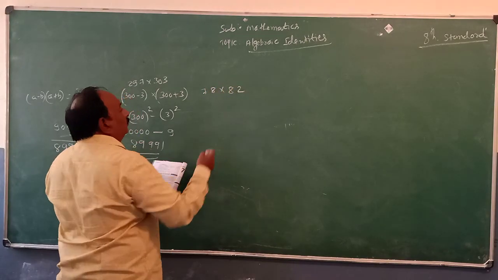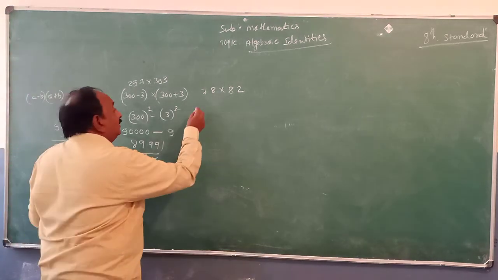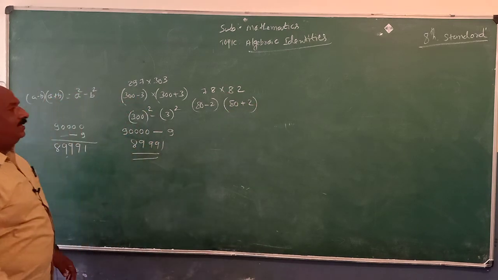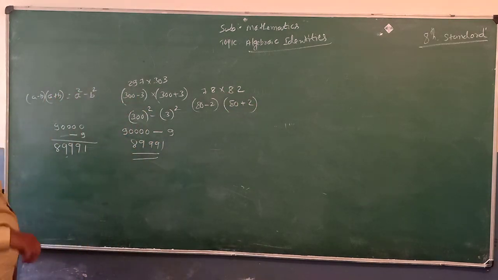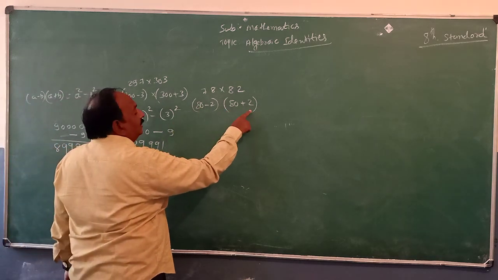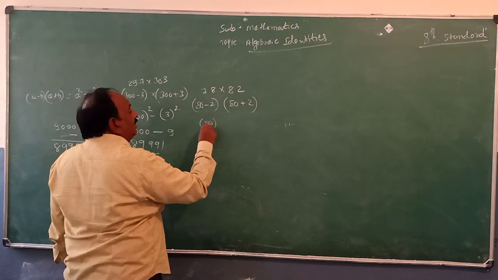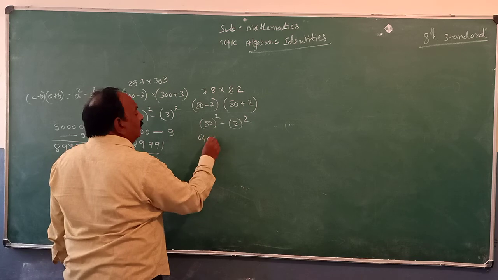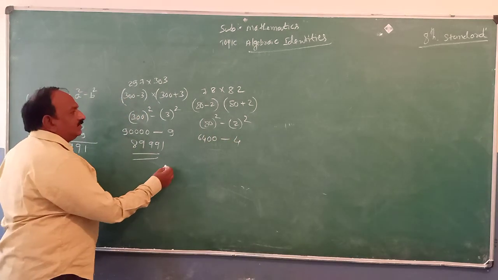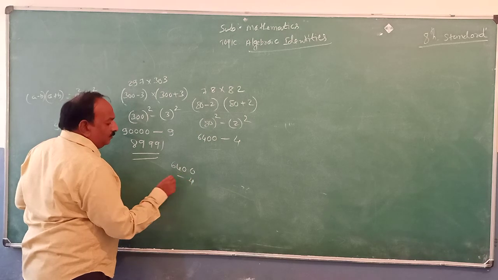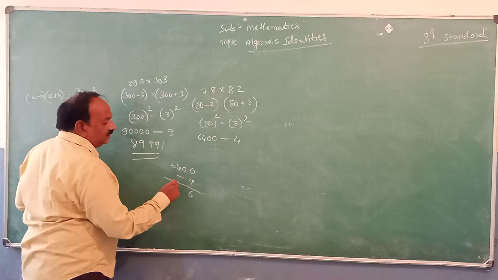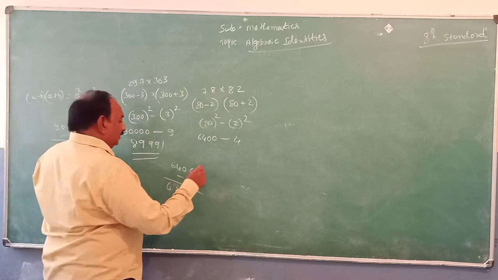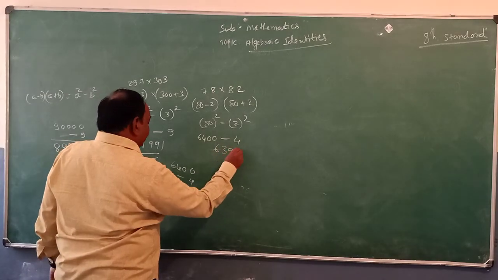78 into 82. This can be written as (80 - 2)(80 + 2). 80 minus 2 is 78, 80 plus 2 is 82. (a - b)(a + b), a square minus b square. 80 square minus 2 square. 8 8s are 64, 2 zeros, 6,400. 2 2s are 4. 6,400 minus 4: 10 minus 4, 6; 9 minus 3, 6; 6,396.